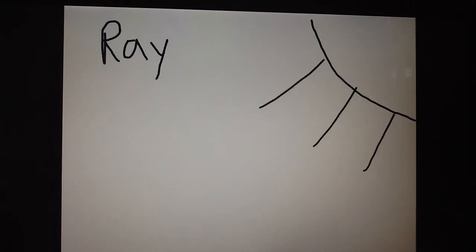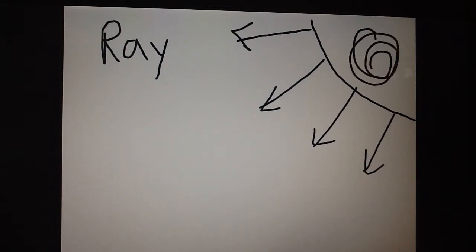Next we have ray. A ray looks like the rays on a sun. So those are our rays and this is our point. So we're going to draw our ray like so. It starts at one point and then goes on and on. It goes on and on forever, just like the rays of a sun. So we have, let's say, ray MN.